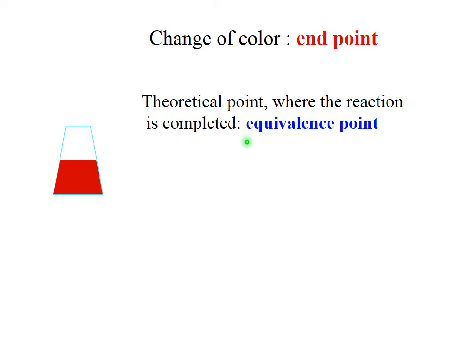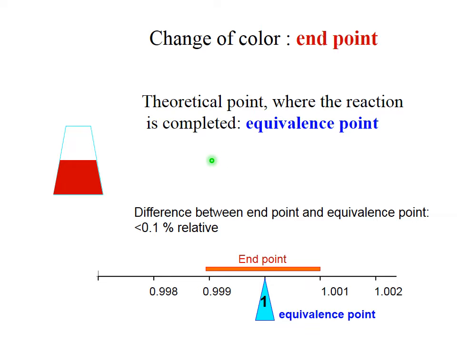Again, these points should be as close as possible to the equivalence point, the theoretical point at which moles of titrant and moles of analyte are the same. The difference between endpoint and equivalence point must be less than 0.1% relative. So if I have exactly a 1-to-1 ratio, I should stop somewhere between this and this. And this should be within tolerance of my burette.